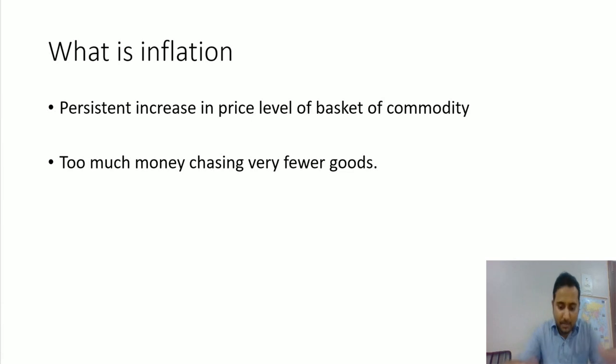We just make a basket of commodities and we check the price of that basket of commodities, and when there is a persistent increase in the price level of the basket of commodities, we'll term it as inflation. Or maybe you can say that too much money chasing very few goods is called inflation.